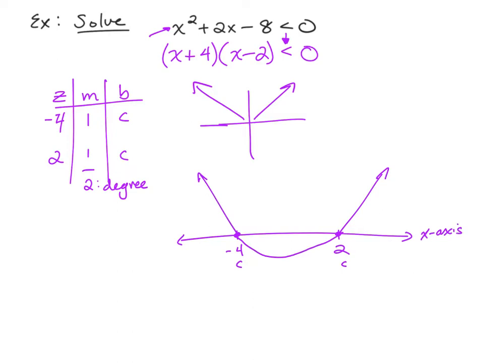Now, what we're trying to do is find out where the graph of this function is lower than, below the x-axis. So I'm going to pick a different color here. Say it's right here. That is where it's below the x-axis, and because this symbol up here is just a less than and not equal to, I will be using parentheses. So the final answer here would be -4 to 2 in parentheses.